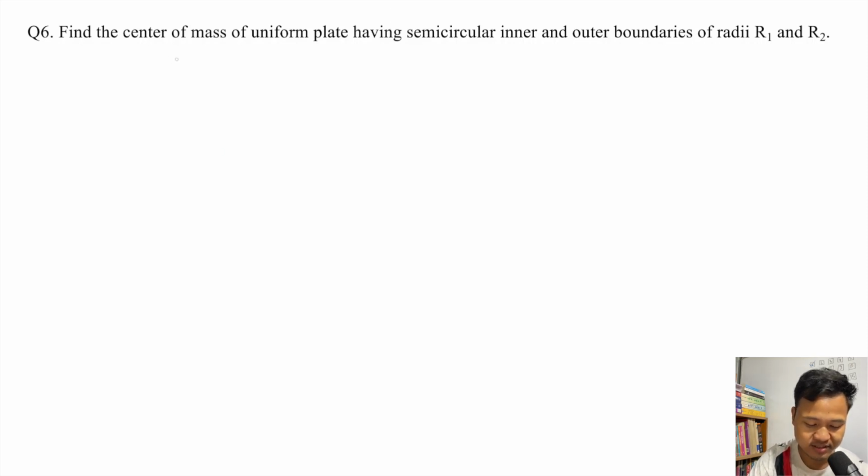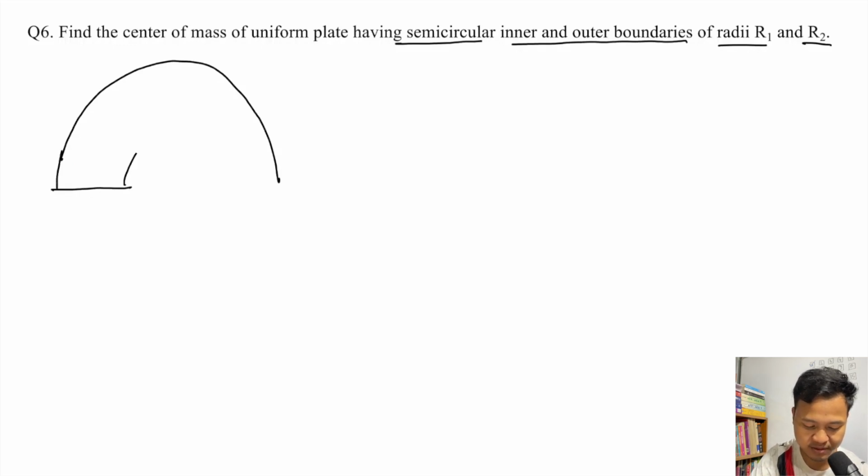So find the center of mass of a uniform plate having semicircular inner and outer boundaries, radius r1 and r2. So this plate is a semicircle from the inner boundary to the outer boundary. Okay, so the inner boundary is given as r1. So the outer boundary is given as r2. So this is the plate.